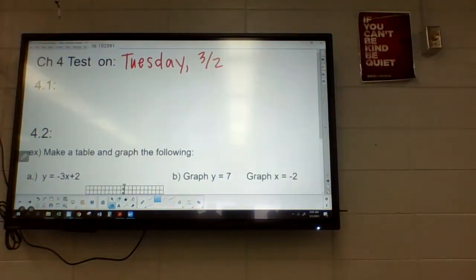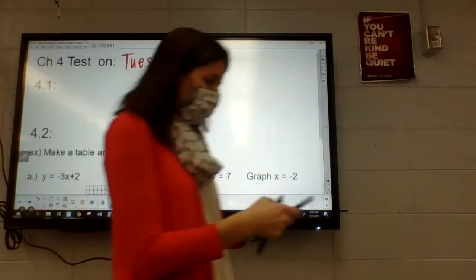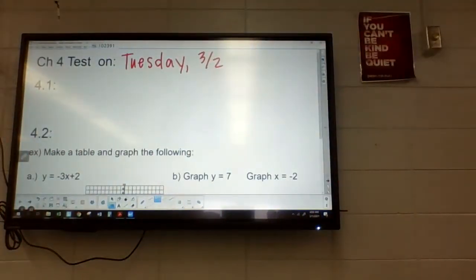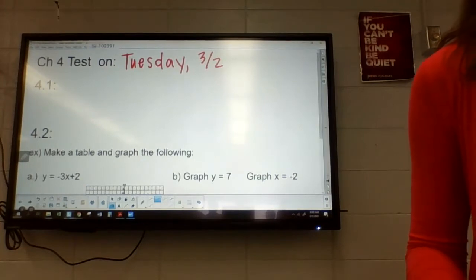So in section 4.1 and 4.2, I believe both of these were tables of values. Let me just, sorry, I'll grab my little cheat sheet so I know what I wrote here in the past. I have my notes in here, but I didn't print them today.